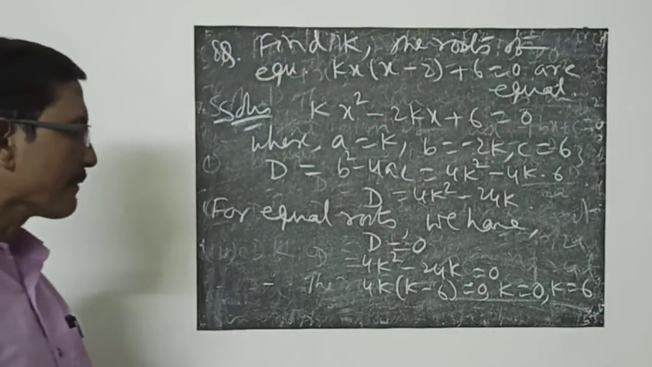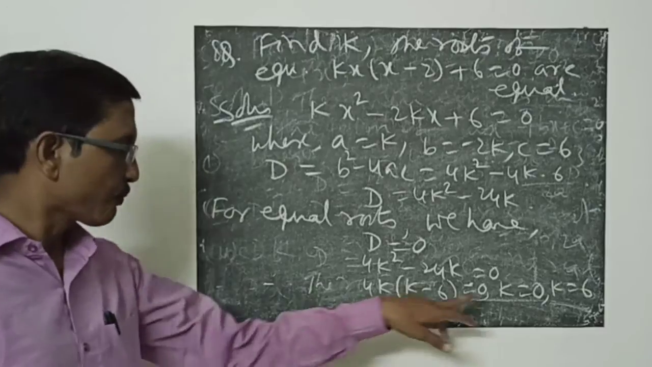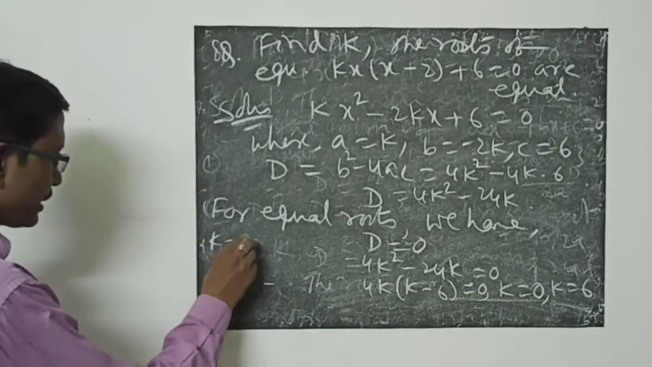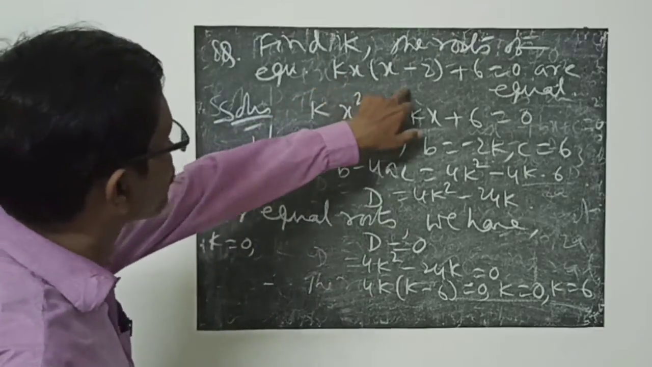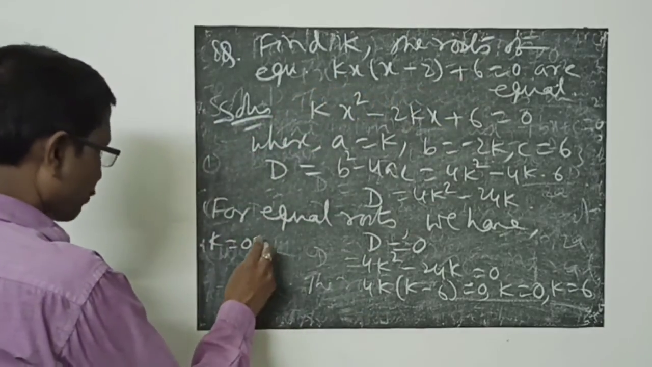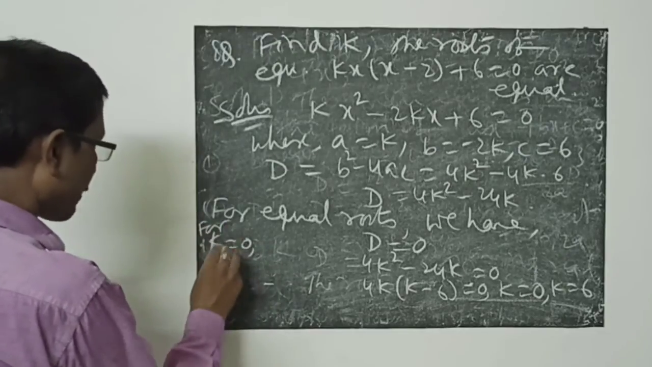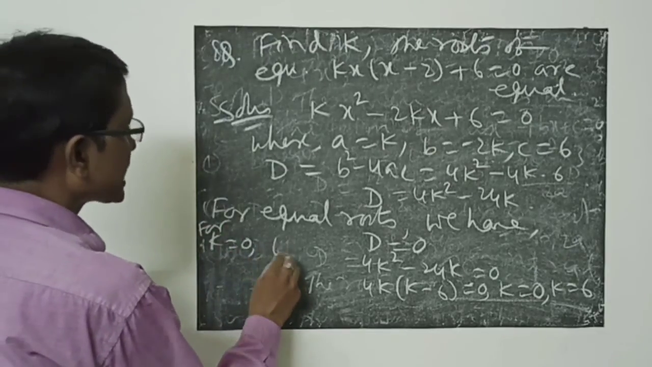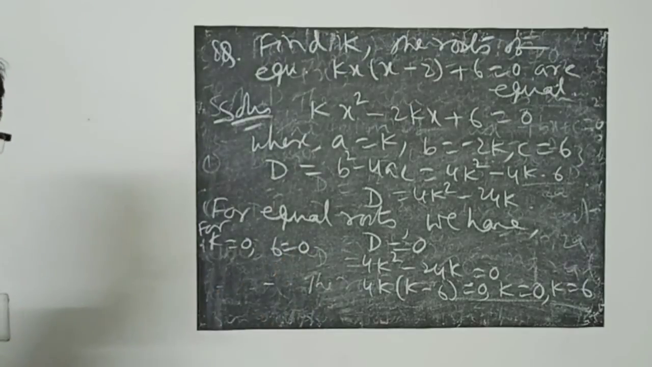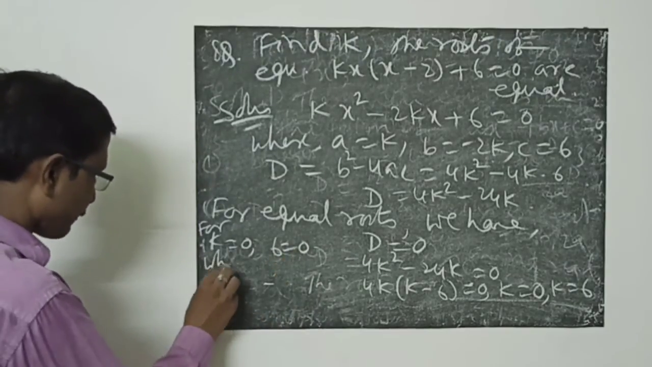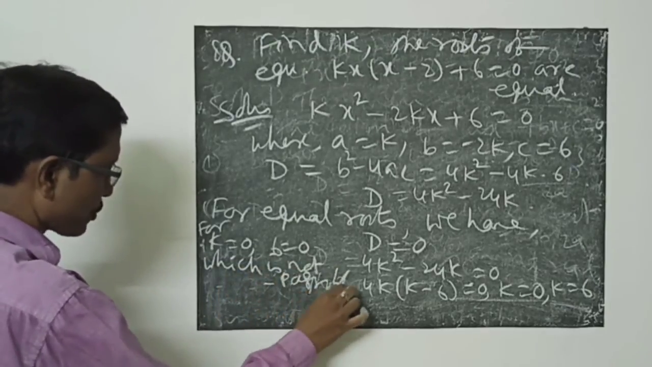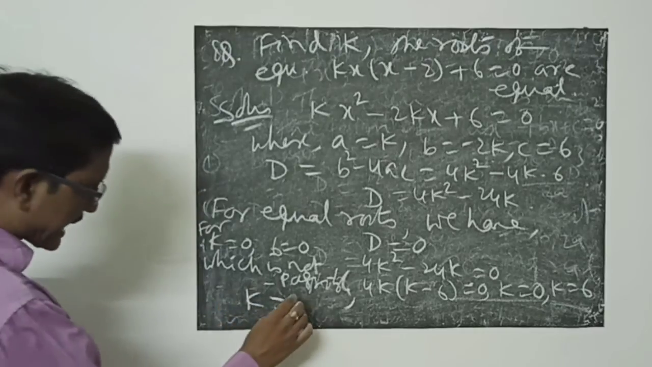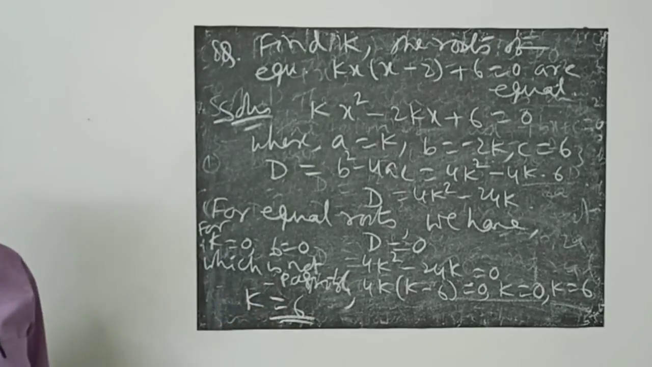Now you have to check whether both values are possible or not. For k equal to 0, if you put it in that equation, we get 0 plus 6 equal to 0, that is 6 equal to 0. That is an absurd value, which is not possible. So for equal roots, k should be what? k should be 6. In this way, we can do that one.